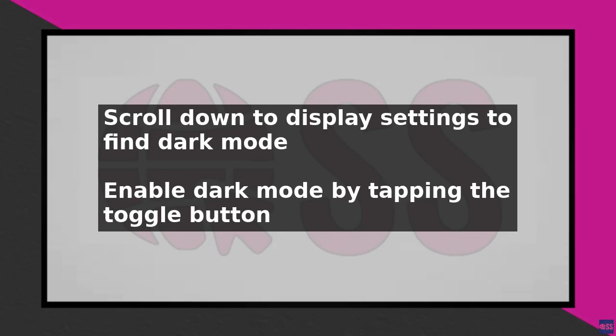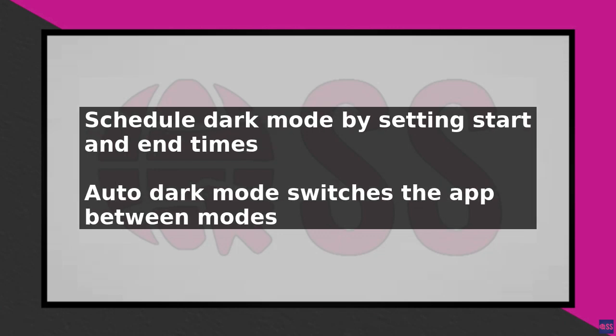It is also possible to schedule dark mode to turn on and off automatically based on the time of day. To do this, go to the display settings section and look for the auto dark mode option. Enable this feature and set the start and end times for dark mode.